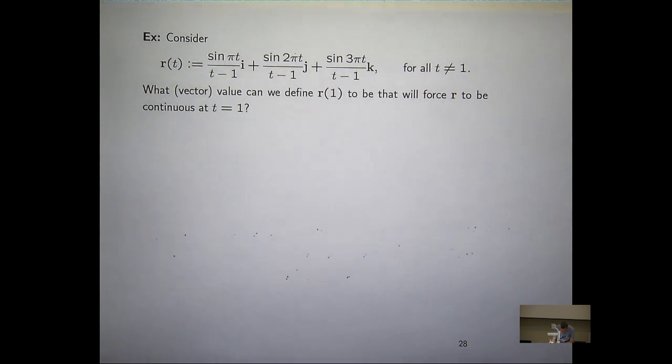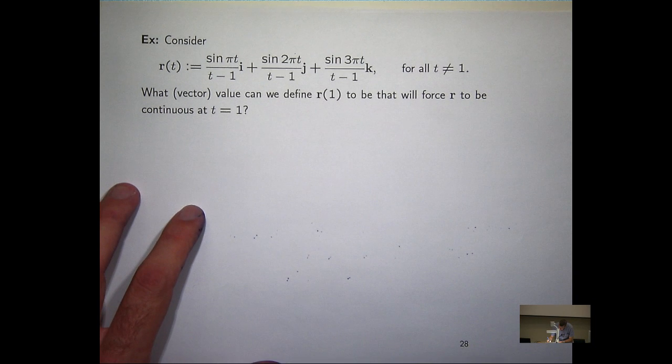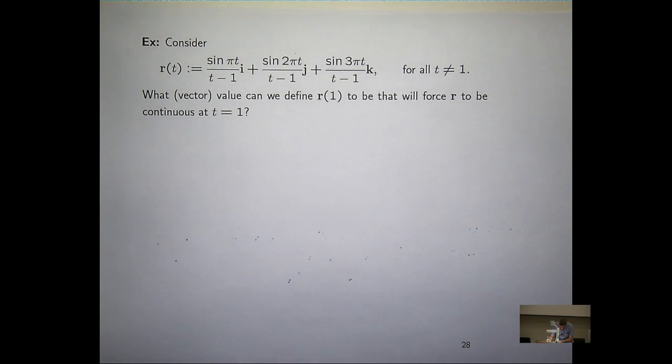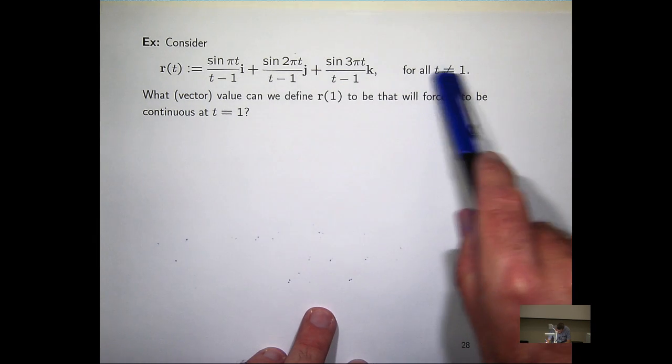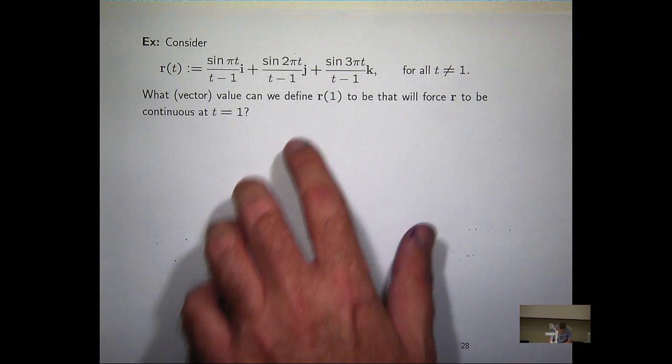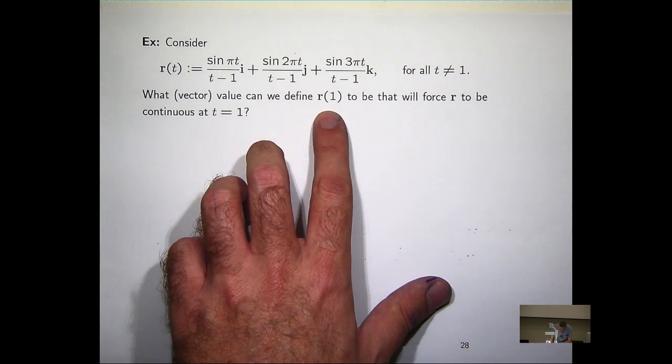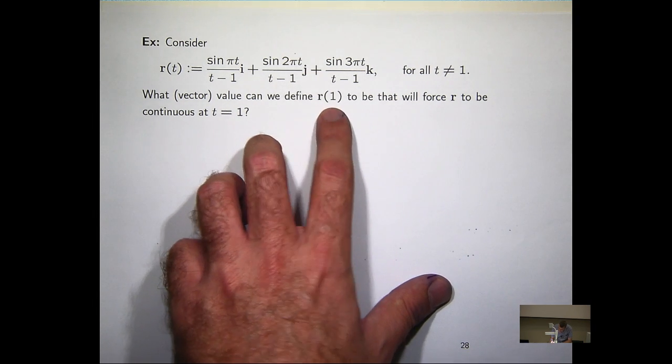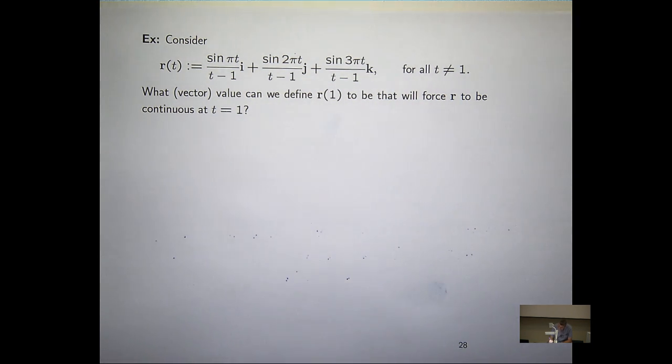Now, here's another example. Consider the following vector valued function. This is just something that I've constructed. It doesn't necessarily have to have any physical meaning. What vector value can we define r of 1 to be? Notice that this isn't defined for t equals 1. So how can we construct the vector value of r of 1 that will force this vector function to be continuous at t equals 1?